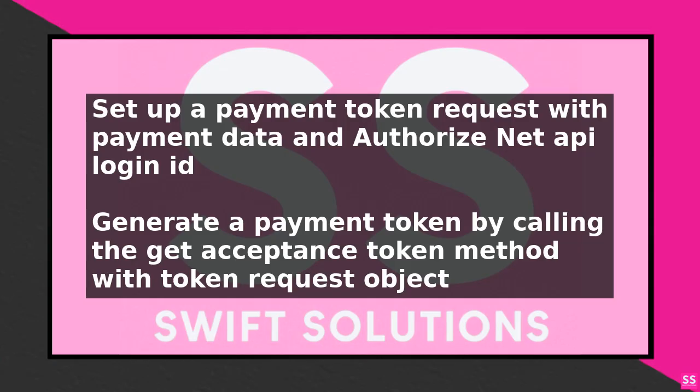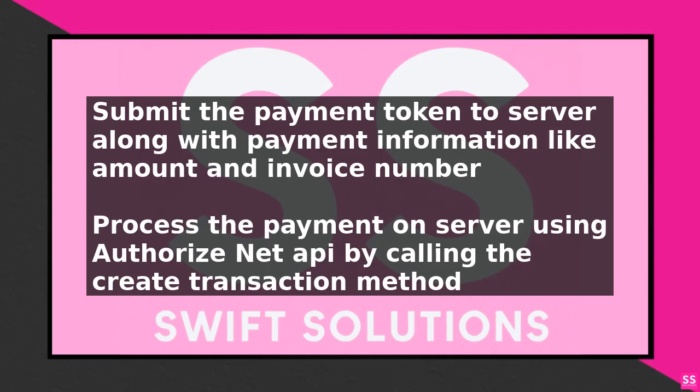After that, use the Accept.js library to generate a payment token by calling the getAcceptToken method and passing the token request object. This method will return a payment token that can be used to process the payment. Now submit the payment token to your server along with the other payment information such as the amount and invoice number. On your server, use the Authorize.net API to process the payment by calling the createTransaction method and passing the payment token and other payment information.